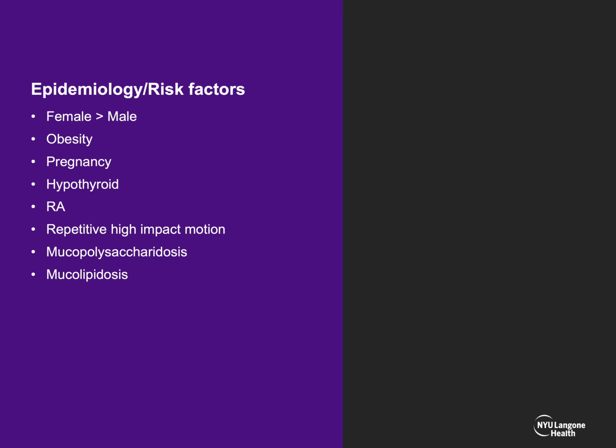So risk factors: you have a slight propensity of females compared to males, obesity. Pregnancy is a big one. Pregnancy is a risk for carpal tunnel and for de Quervain's, not so much for trigger fingers, but de Quervain's and carpal tunnel are the 2 most common that you see. Hypothyroidism, inflammatory arthropathies, mucopolysaccharidosis, mucolipidosis, and then also heavy manual labor.